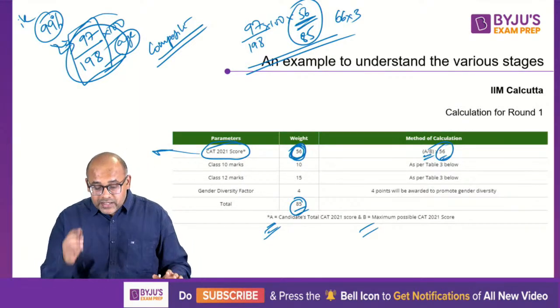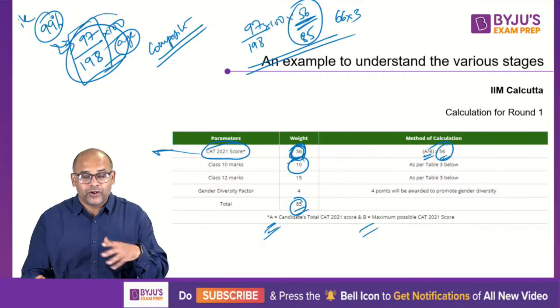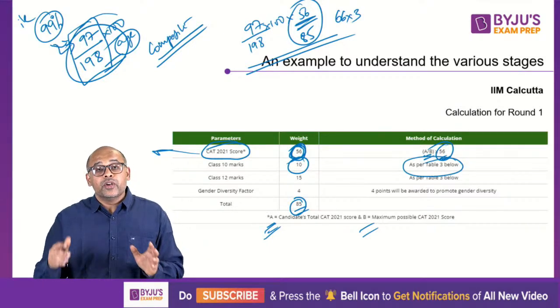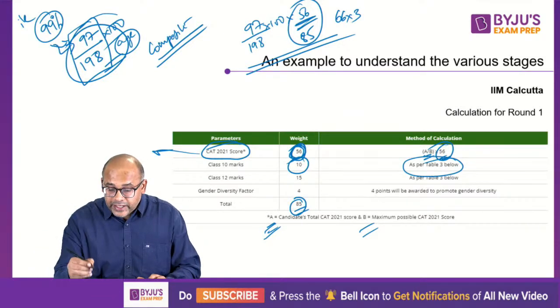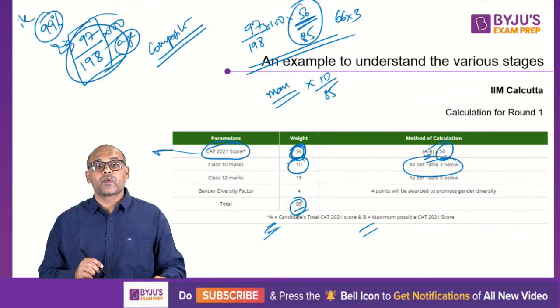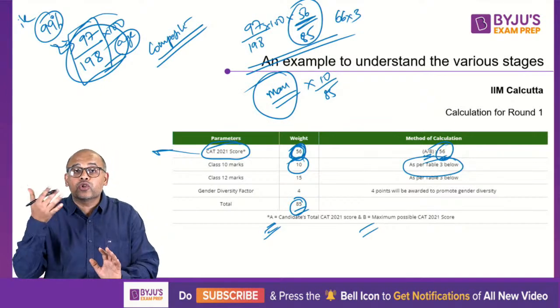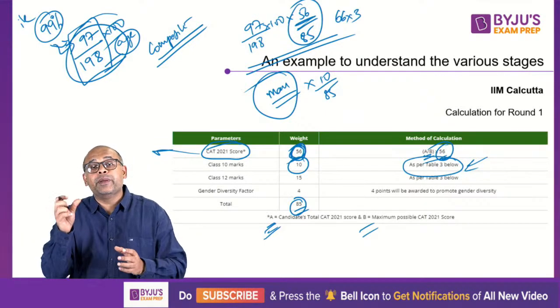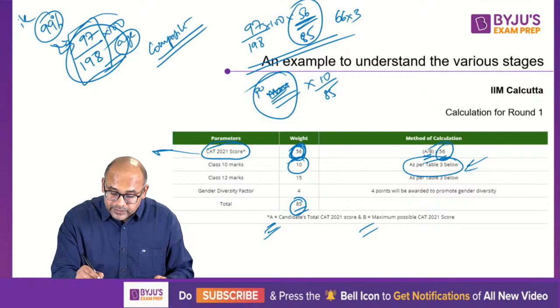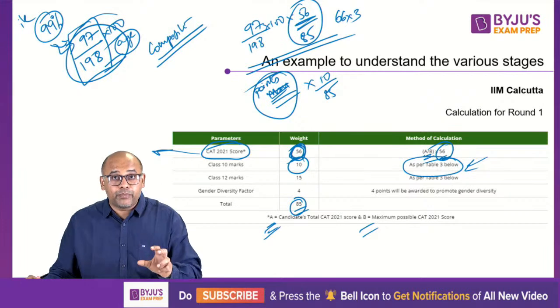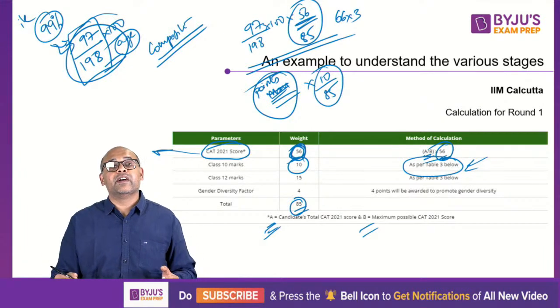Keep it aside. Similarly, when you finish your 10th class, you will get a score. That score will be given a weight of 10. So your 10th marks into 10 out of 85. Now what is this part? It is not your actual score in maths. There is a table which they provide, which I will show you in the next slide. Based on the table, there will be a number of points. So let's call this points. Based on your 10th class score, some points will be given to you. Of those points, you will get 10 by 85.